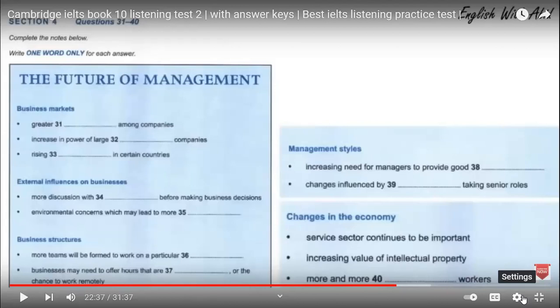Influence. Rising influence. Yeah, almost. There is also a right answer. Influence or demand. Okay. You can use the word demand. Both of them are synonyms. Okay, let's go forward.